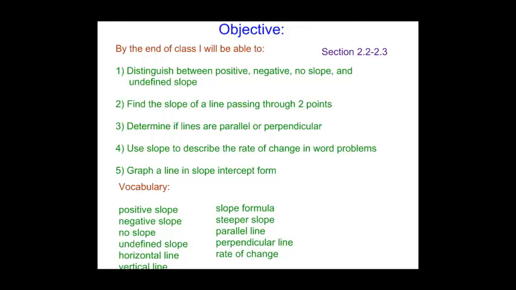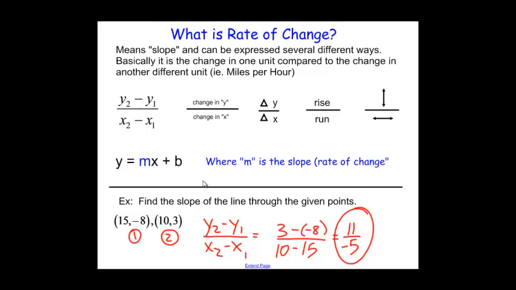So let's go ahead and take a look at slope. Okay, so what's rate of change? Slope is basically comparing one change versus another change. So we're talking about like the slope of the roof, how far it goes up versus how far it goes over. Or, dollars per hour would be an example of rate of change.